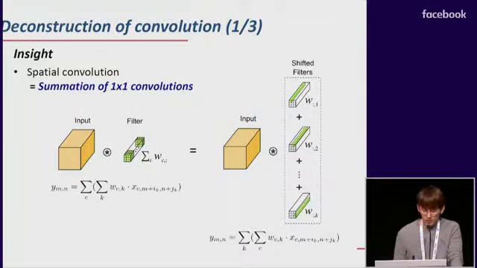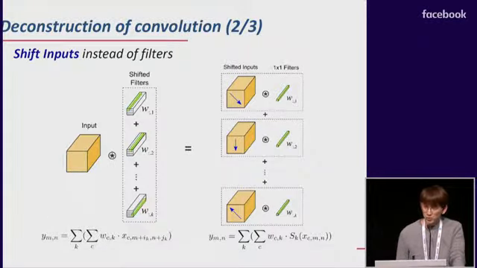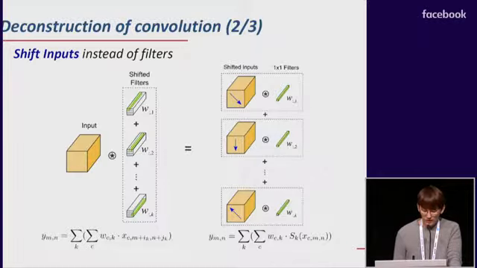Here is the insight of the deconstruction. When you change the order of the calculation, spatial convolution is actually the summation of one-by-one convolutions with shifted filters. And then we can shift inputs instead of using these shifted filters. Then spatial convolution can be expressed as a shift function and one-by-one convolution.